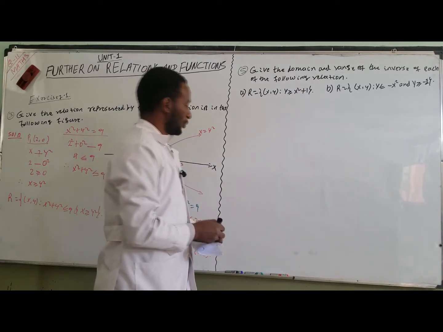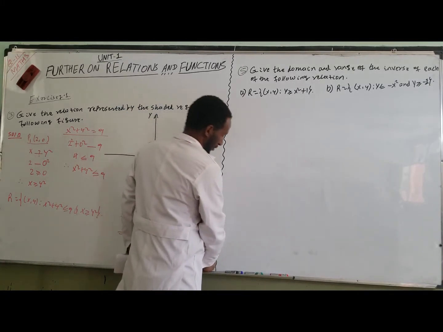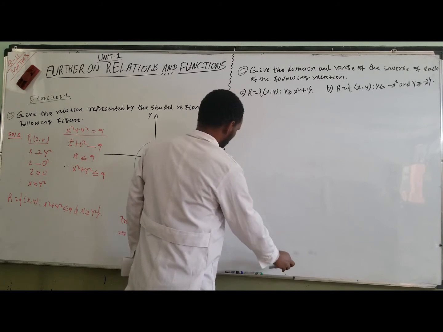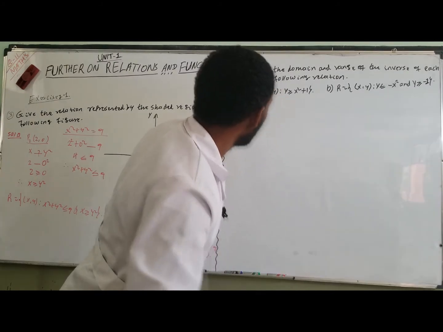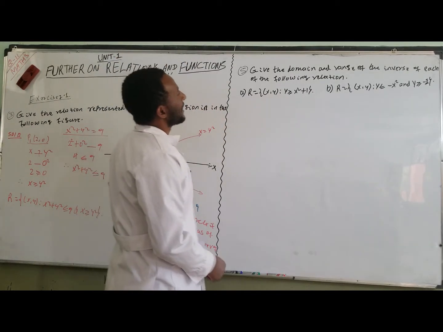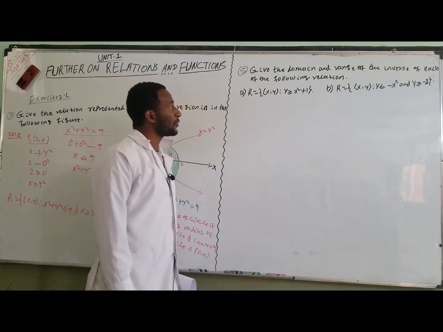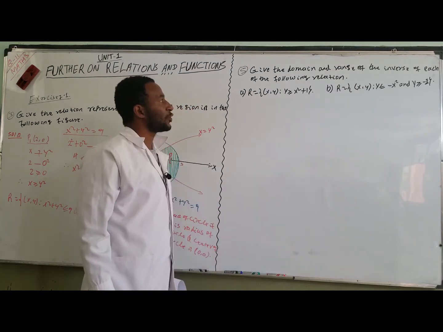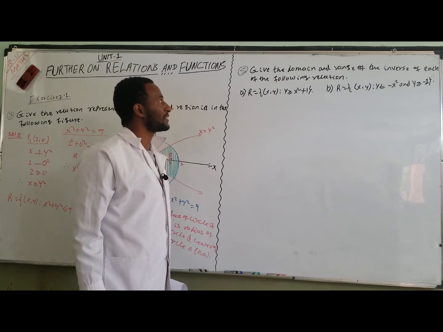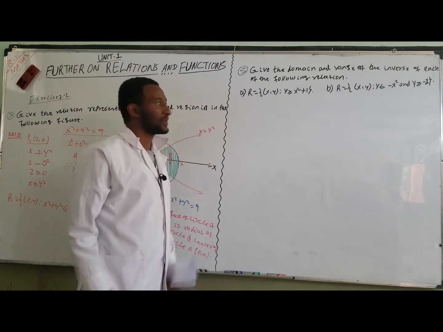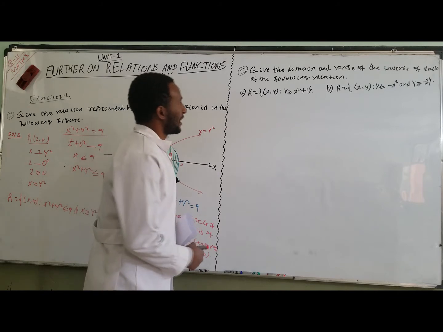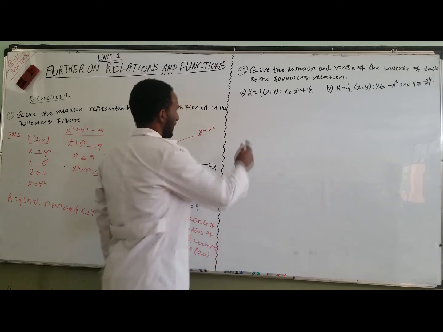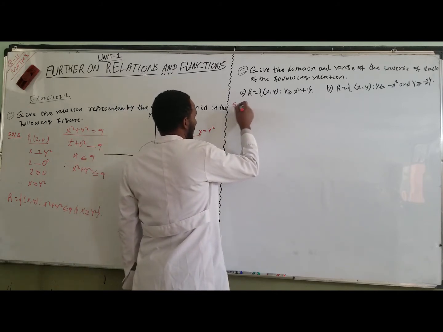Before you try to solve this question, you have to understand the question very well. It asks: give the domain and the range of the inverse of each of the following relations. Before we find the domain and range of the inverse of this relation, we have to find the inverse of the given relation. Solution for A.